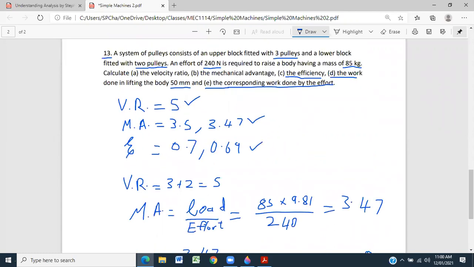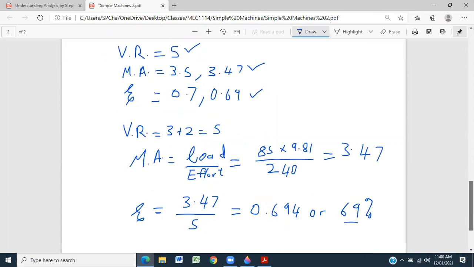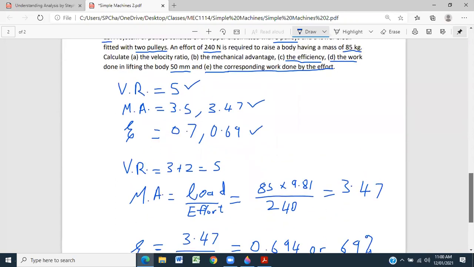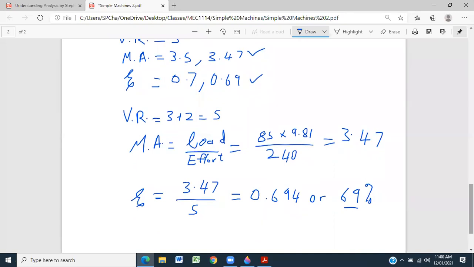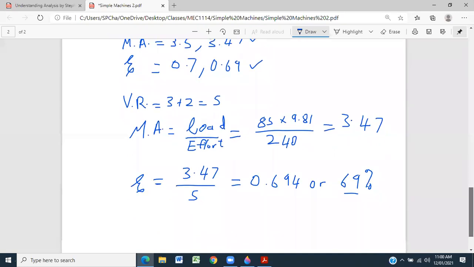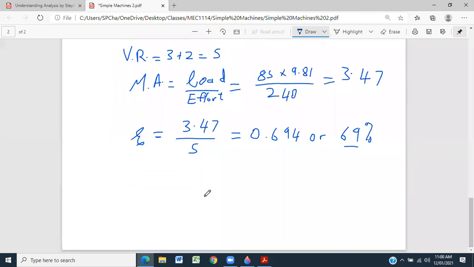Now, the work done in lifting a body 50 meters. Now, we know what body we're lifting, right? They told us we're lifting this 85 kilogram body. So the work done to lift that body is equal to 85 times 9.81.